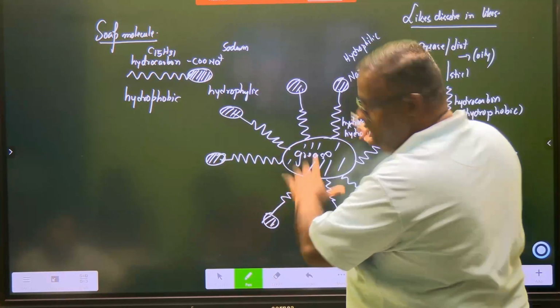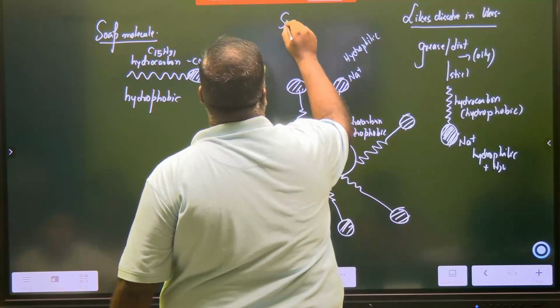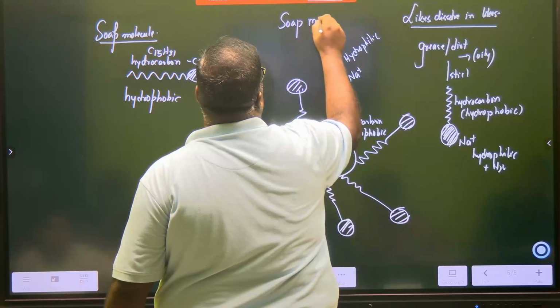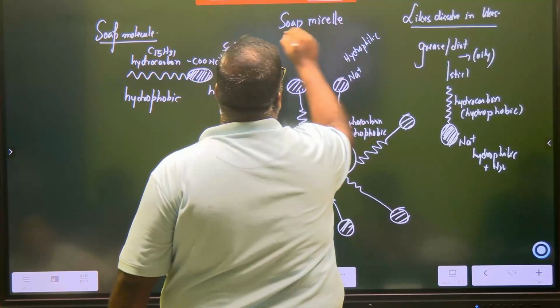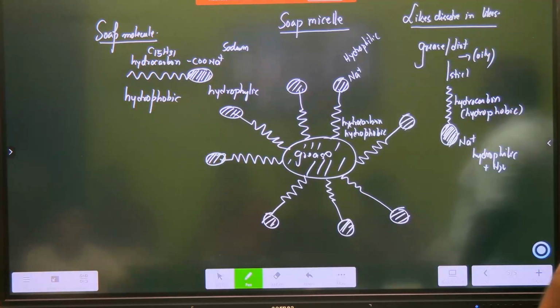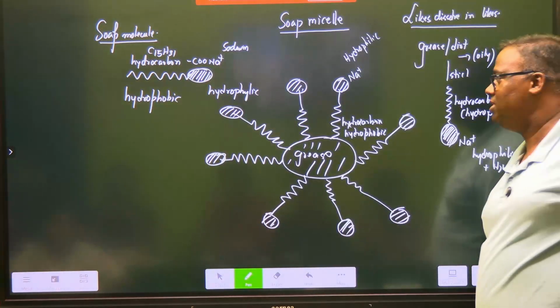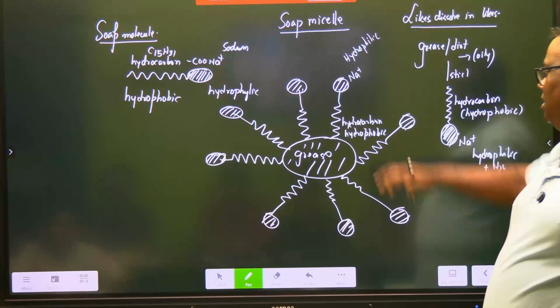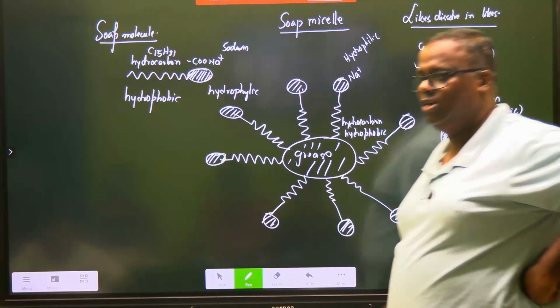This structure is called a soap micelle. Micelle, like the girl's name Michelle. It's called a soap micelle. A soap micelle is a formation where many soap molecules attack grease. Now the attack is done.